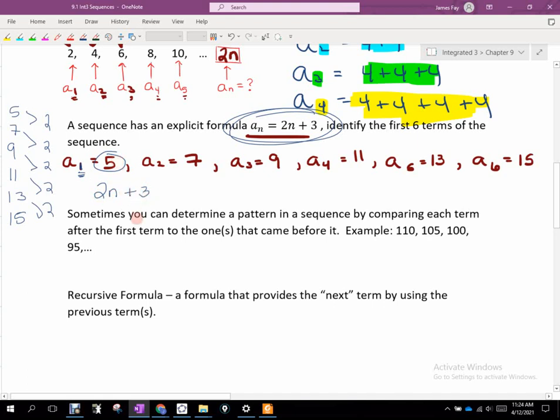Plus 3. Now I know that if n is 1, I plug that in and I get 5. Now try, does that work with 2? If I plug 2 in, do I get 7? See if it works with 3. If I plug 3 in, do I get 9? Does that kind of make sense? So one way of finding an explicit formula, and it's not always going to work this way, is to look at the difference between consecutive terms.